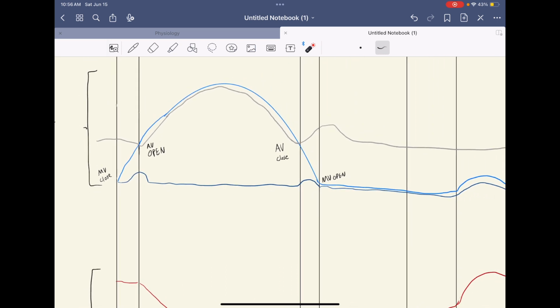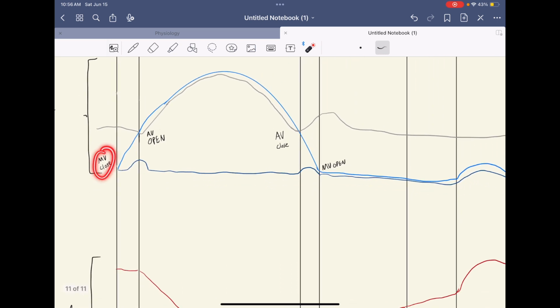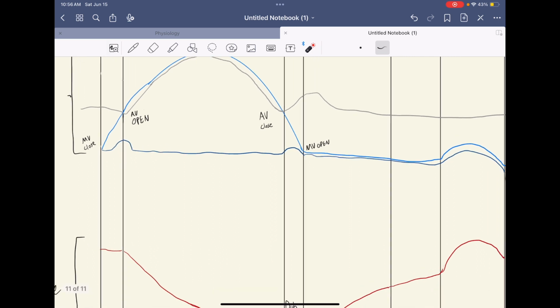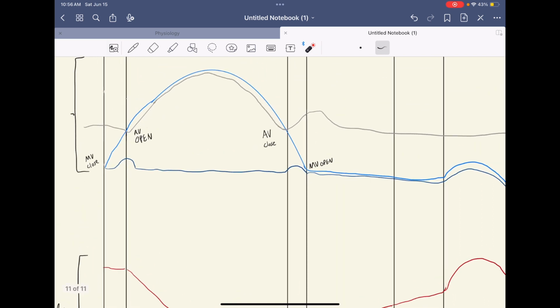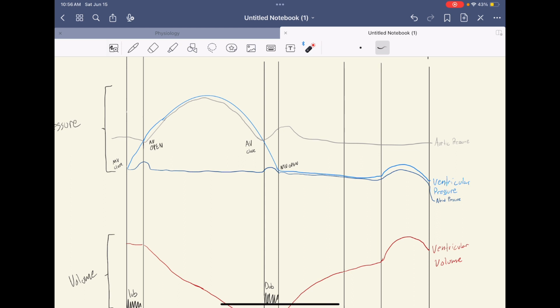So first we have the mitral valve, which separates the atrium and ventricle on the left side, close. That closing first gives us this lub sound. It's the first heart sound. As this valve closes, the aortic semilunar valve will open.